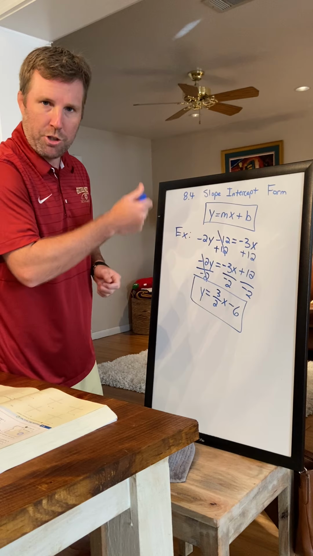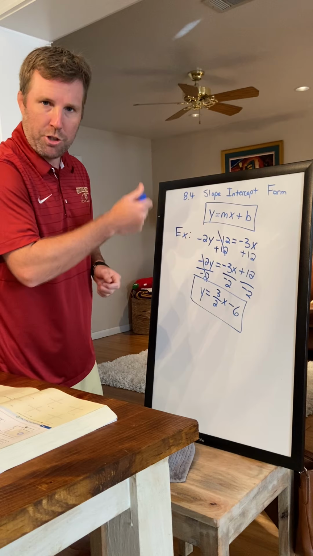Okay? Let's try one last example. Let's go negative 2y minus 12 equals negative 3x. Excuse me. Negative 2y minus 12 equals negative 3x.